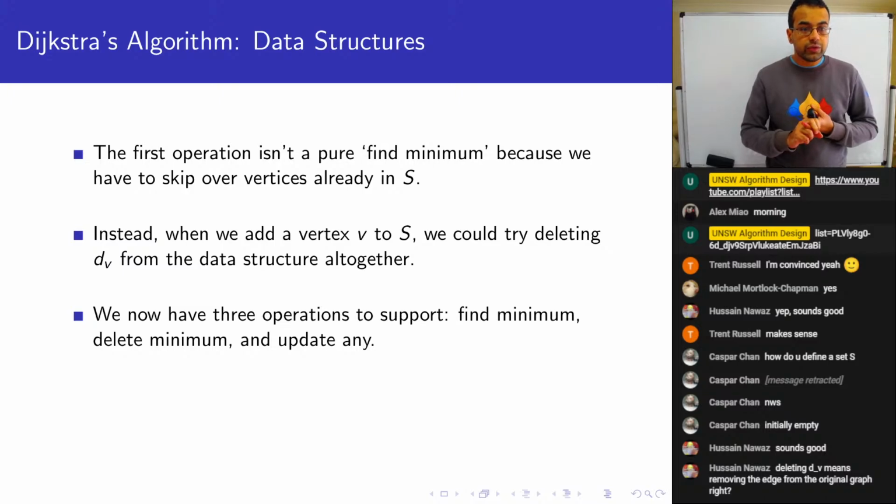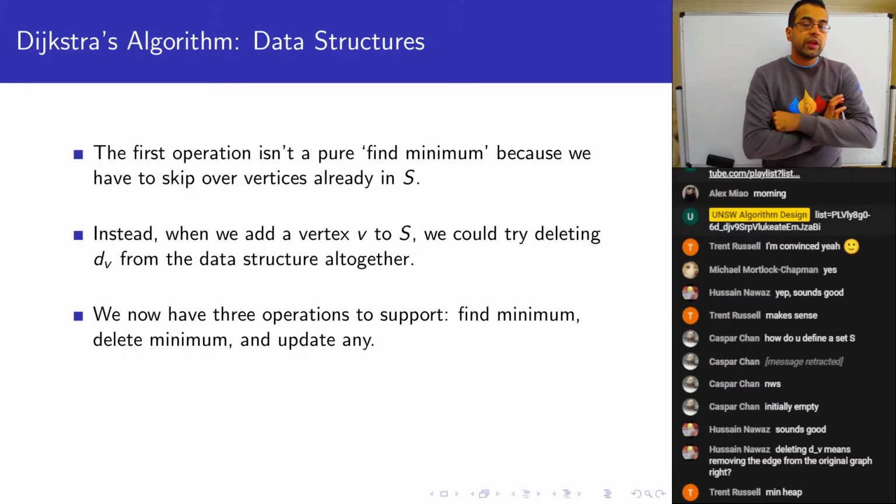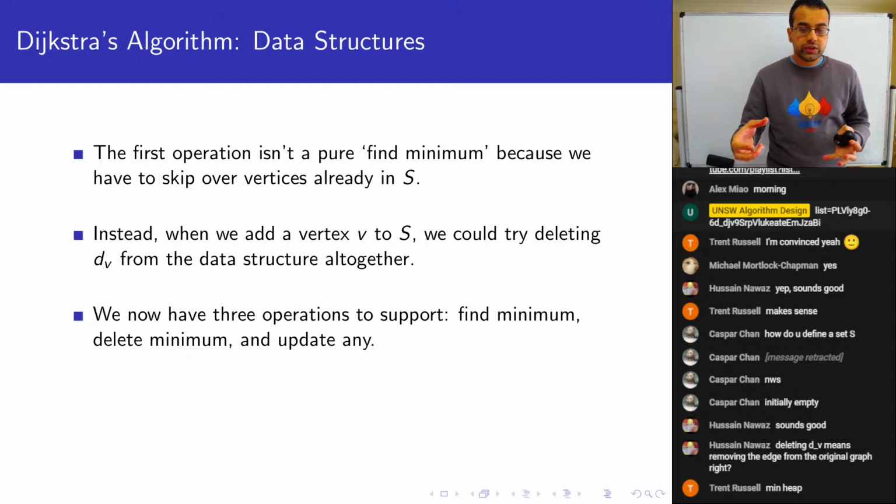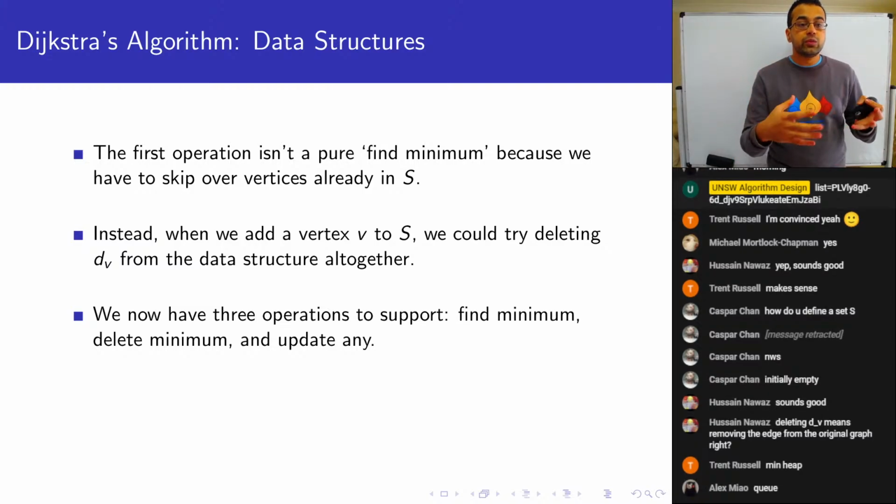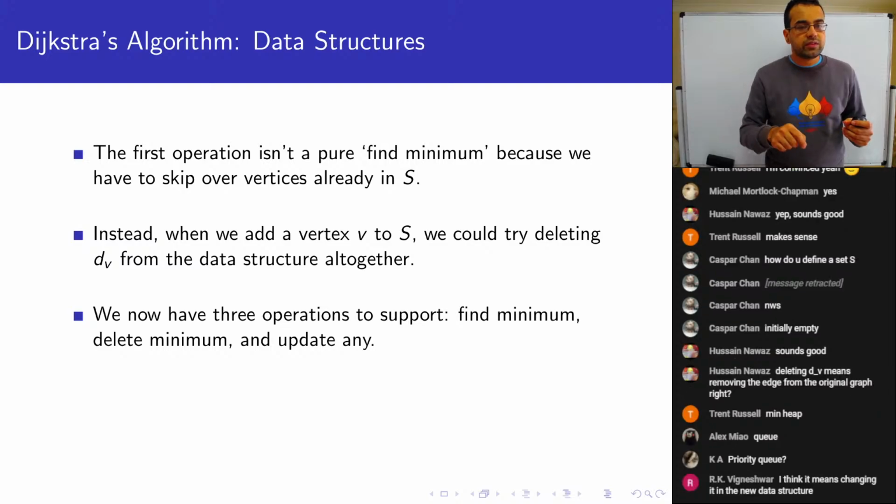At least the first 2 should give you some hints. Okay, Hussein, deleting dv, no, it doesn't mean changing the original graph at all. It means that whatever data structure we're using to store all the dv values, originally it was an array, and what I'm saying is actually physically delete that entry from the array. So when we're going for the minimum next time, we don't consider this entry. Yeah, so it's deleting it from the new data structure, the collection of all the d values.